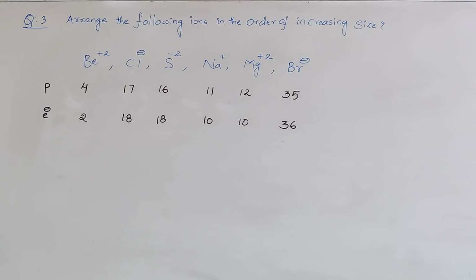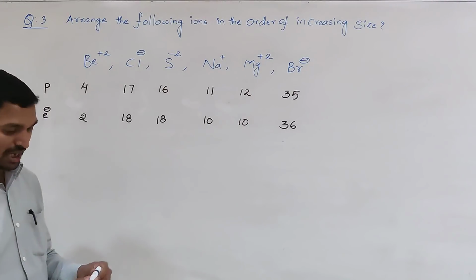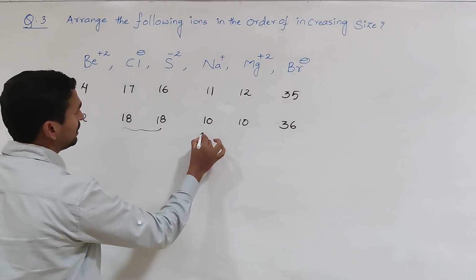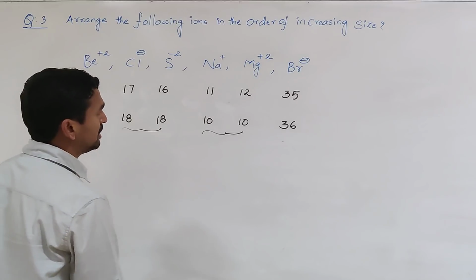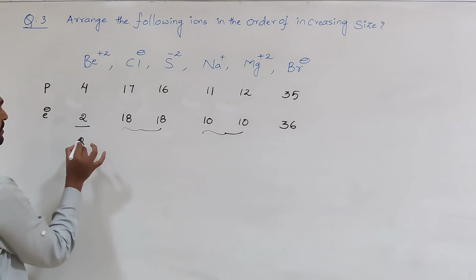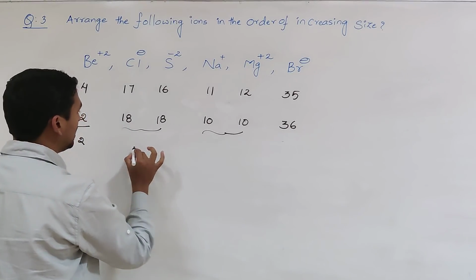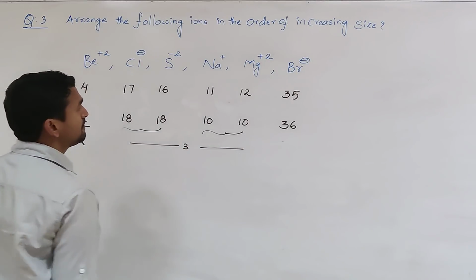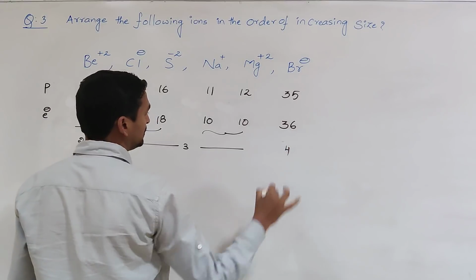Some of the ions seem to be isoelectronic. So what are the isoelectronic ones? These two are isoelectronic and these two are isoelectronic, and the remaining are not isoelectronic. This one belongs to the second period, these 4 belong to the third period, and this one belongs to the fourth period.